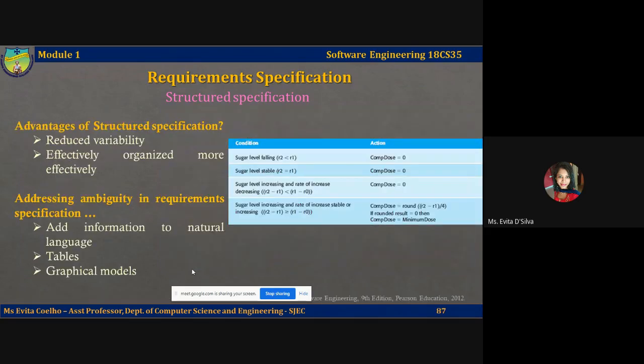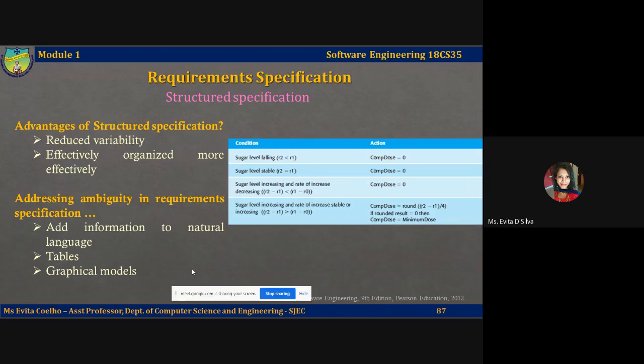So what are the advantages of using structured specification? Using structured specification removes some of the problems of natural language specifications. Variability in the specification is greatly reduced because you have a structure in place and you have to write descriptions only for the fields in that structure or form, as we have seen in the earlier slide. Requirements are organized more effectively.